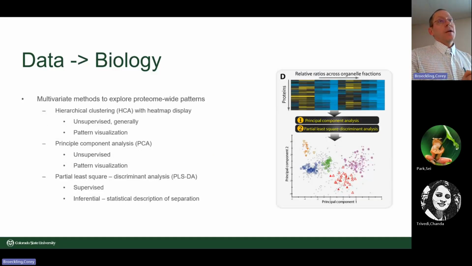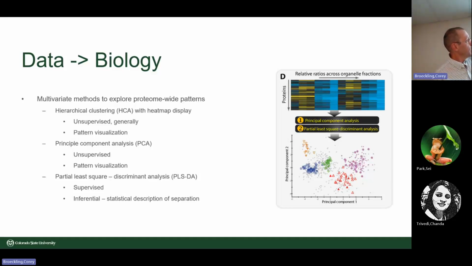There are also multivariate methods. What I talked about in the prior slides was mostly univariate. We're testing one peptide or one protein at a time. Oftentimes, we want to ask, does the proteome change? That's a multivariate question. And there are specific statistical tools for that.